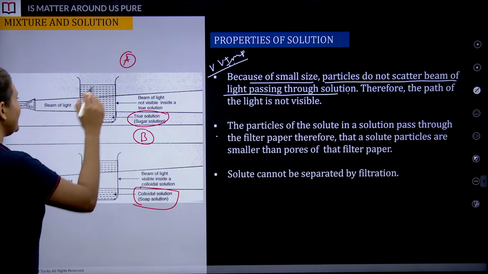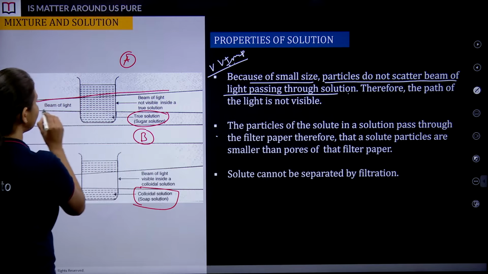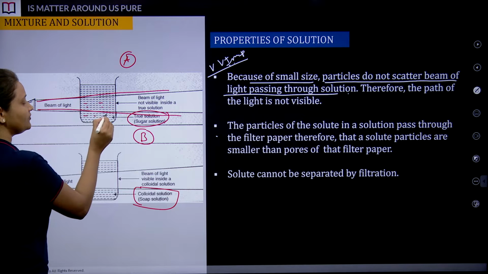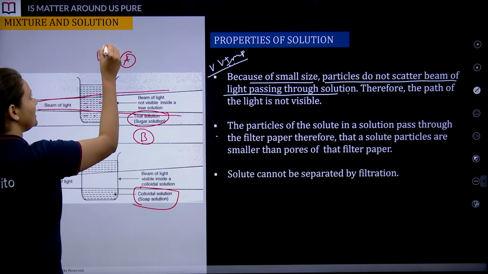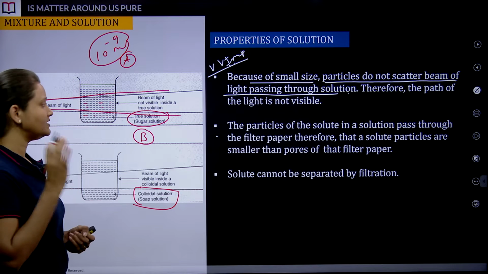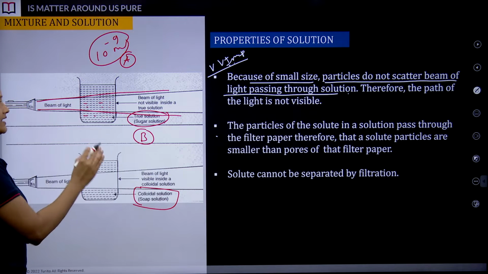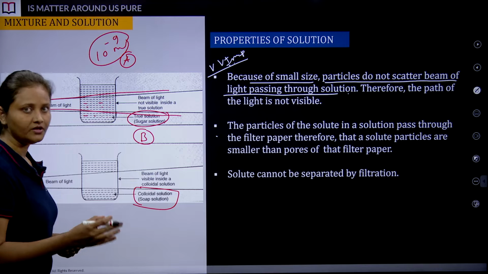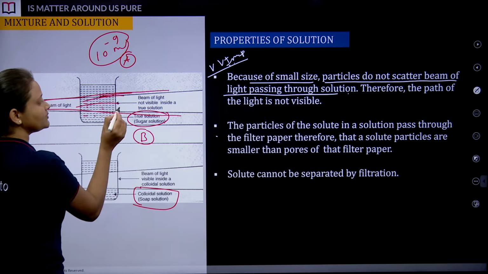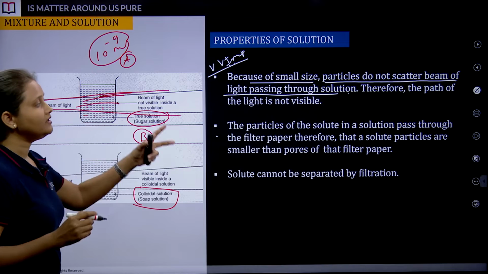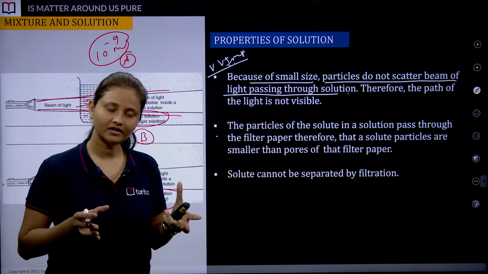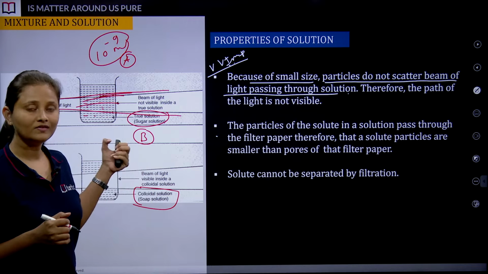How? A is what? A true solution. This is a beam of light. These are some particles which are less than 10 raised to minus 9 meter, students. So the particle size is very small. When a beam of light is passed over that solution, the beam of light is not visible, or I can say the particles have no tendency to scatter the light passing through the solution.